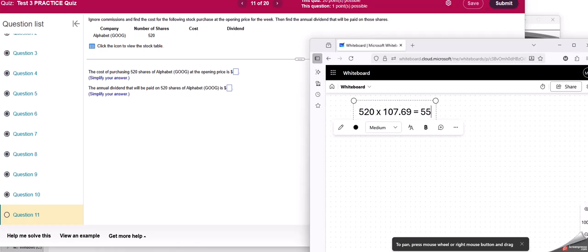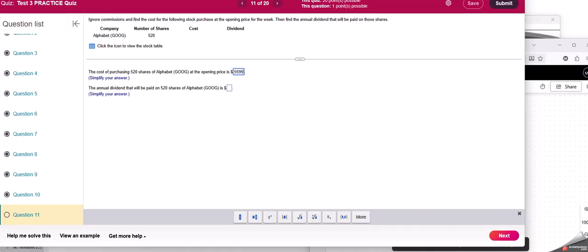So that gives us 55,998.80. And then there was $0 for the dividend. So we don't have to do anything to compute that. So 55,998.80 and then 0.